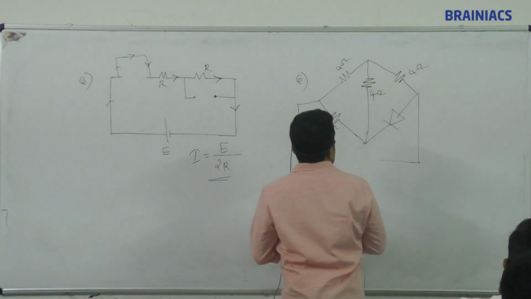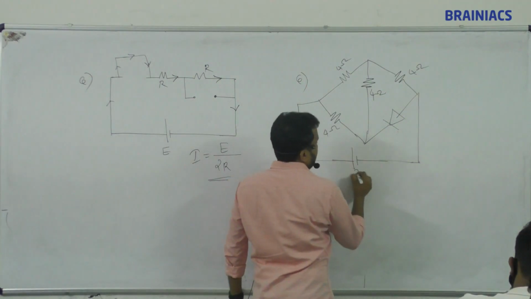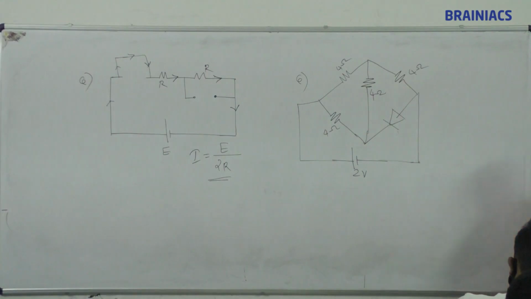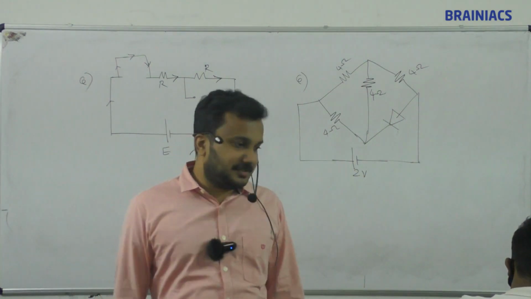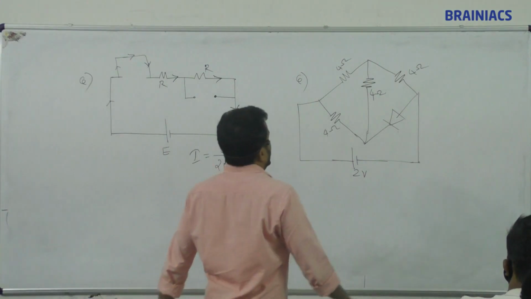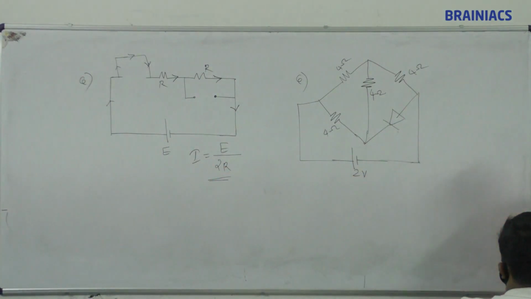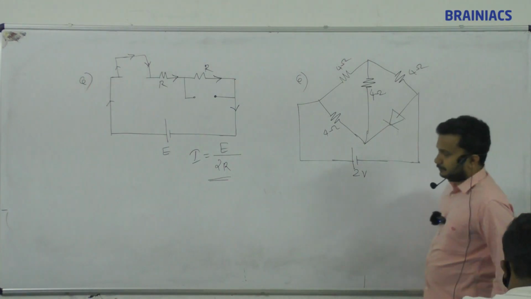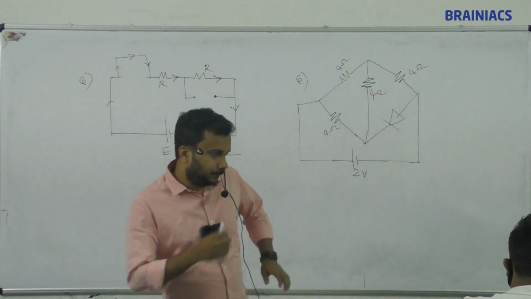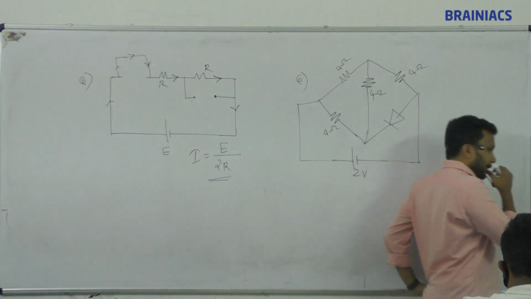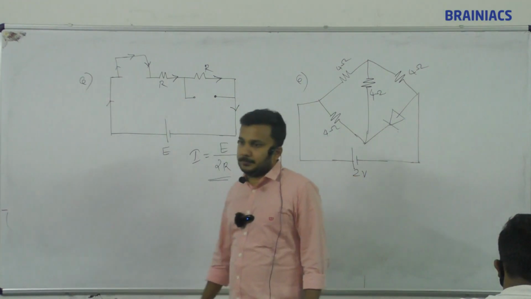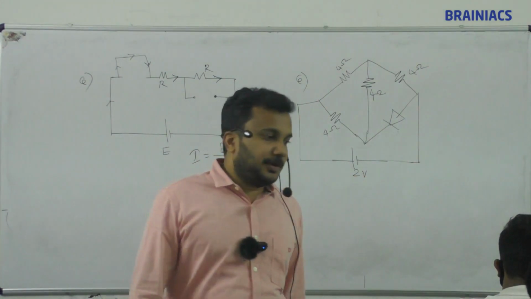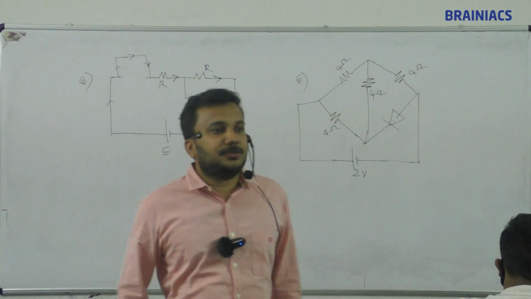Battery polarity, positive negative, the 2 volt. Correct the side. If you change the side, your answer will change. So 4 ohm, 4 ohm, 4 ohm, 4 ohm. All are 4 ohm. You have to find out the current flowing through the circuit.